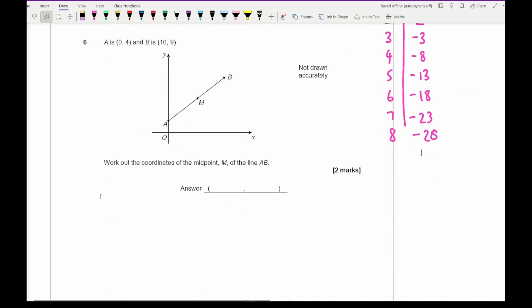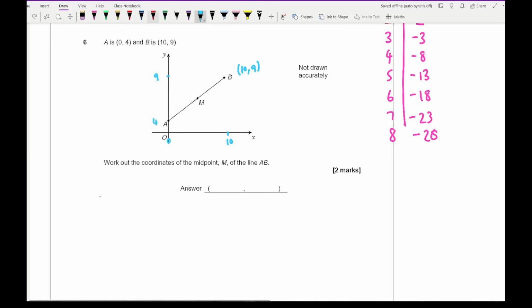Then moving on to question 6, it says that A has a coordinate of 0, 4, and B has a coordinate of 10, 9. It says work out the coordinates of the midpoint M to the line AB. Now for this, let's start by marking out what those coordinates are. So B is 10, 9. So that means that this point here is 10 and this point here is 9. For A, that's at 0. So this is 0 and that is at 4.